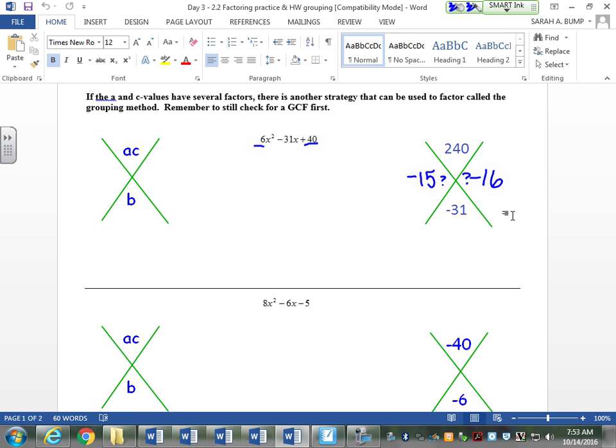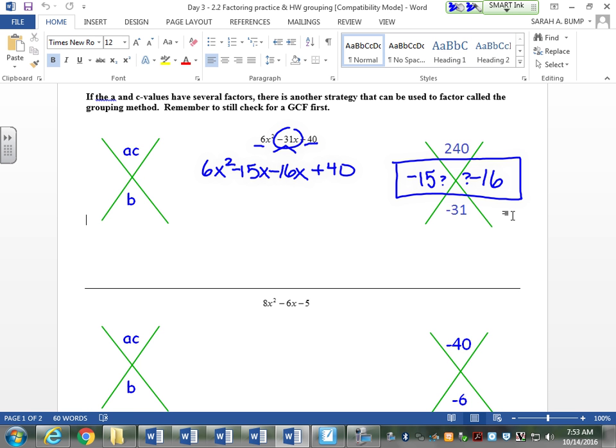What you do is you drop down your A term, you drop down your C term, and you break apart the middle B term using these two numbers from our X chart. So instead of writing negative 31x here in the middle, I'm going to write negative 15x and then minus 16x. Because negative 15 minus 16 is negative 31. So we uncombine like terms here to create a quadratic with 4 terms instead of 3 terms.